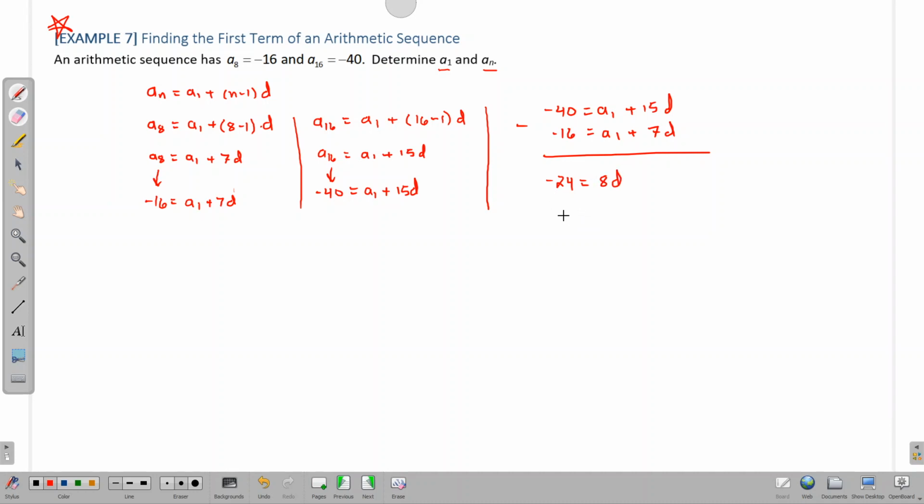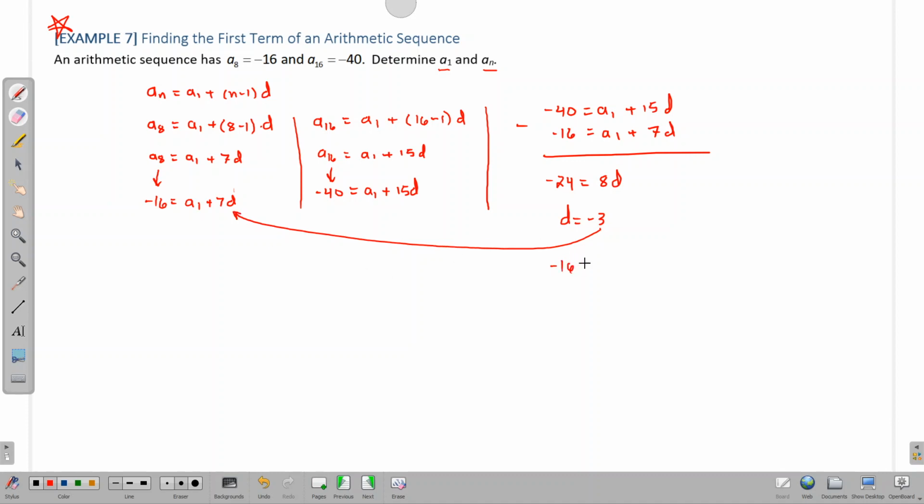Then divide this over, so D is going to come out to negative 3. Negative 24 over 8 gives you the D of negative 3. Okay, well that's nice. We have D, but the problem asks for A1. Well, think back to when you're solving systems. If these are X's and Y's, we just solved for the Y, so how do you get the X? Well, you plug back into one of the two equations, and it doesn't matter which one. So I'm just going to take this and plug it in here.